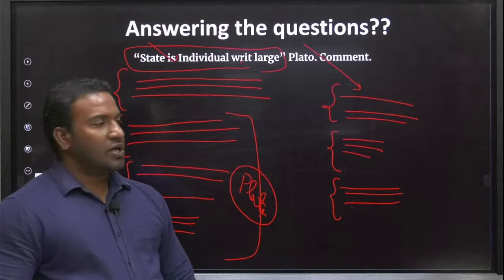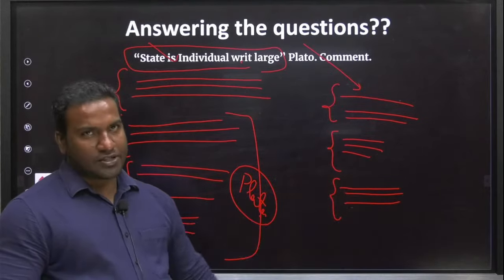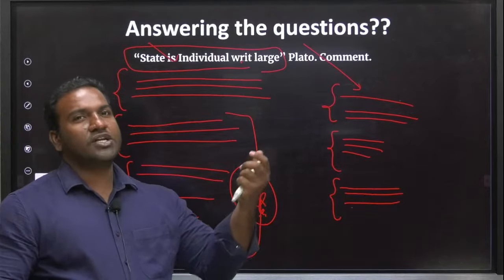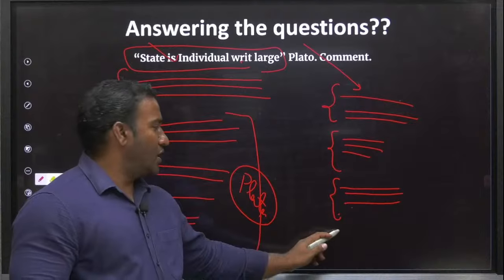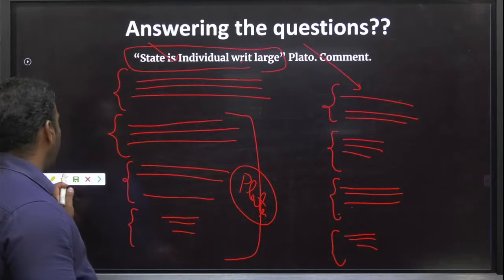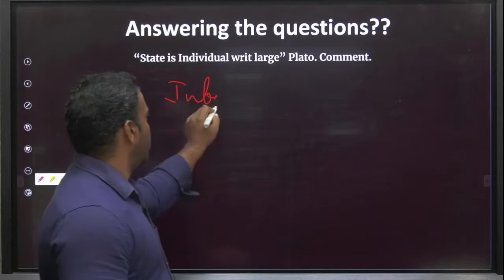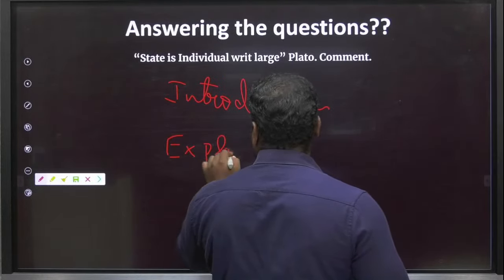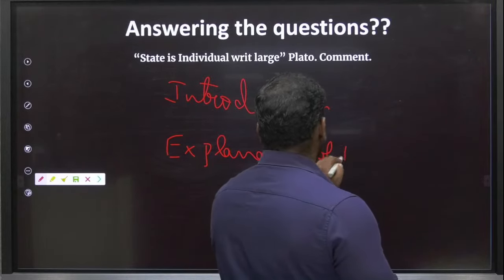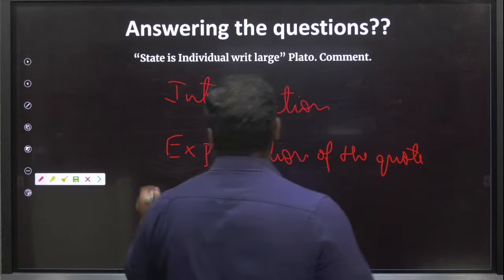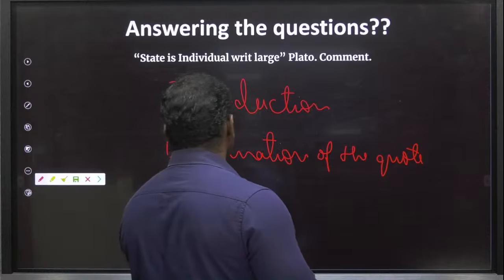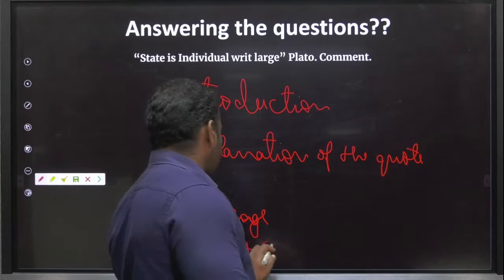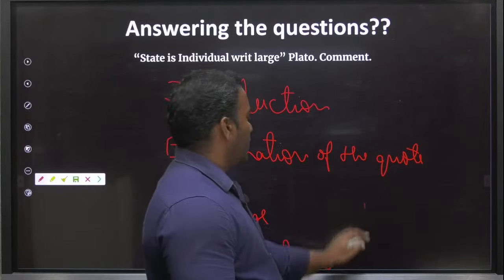In the current relevance, you perform your duty and you enjoy your rights. Likewise, if everybody performs their duty very well, the whole state will perform its duty very well. So the state is the individual writ large. So contemporary relevance and 1 conclusion. Overall your answer should be: introduction, explanation of the quote, then linkages with other thinkers, then current relevance, and then conclusion.